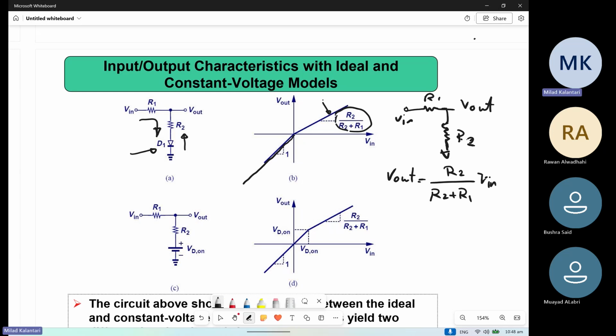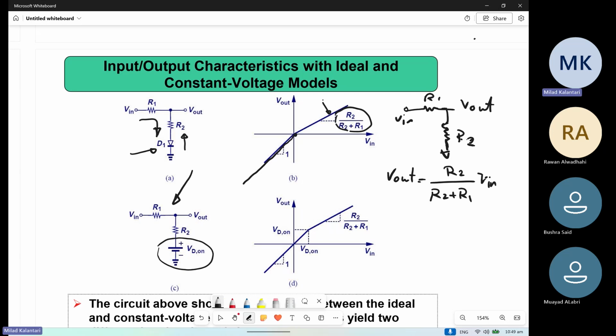Basically, for each circuit, like having this kind of diode and resistor, for each diode there should be some breaking point in the curve. So here the breaking point is at 0, right? The curve breaks at 0. So this is for the ideal case. But how about if we assume that the diode is not ideal? It needs some turn on voltage to turn on.